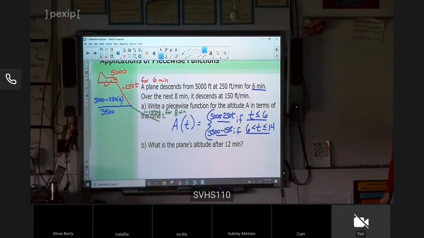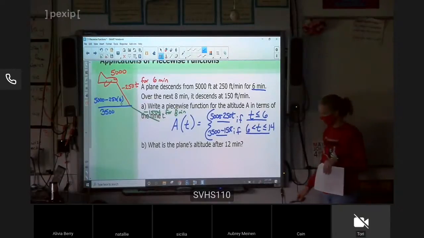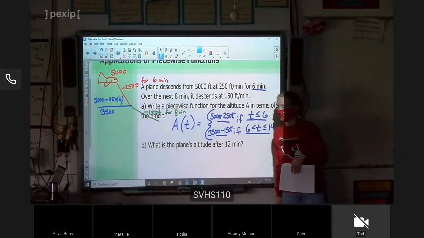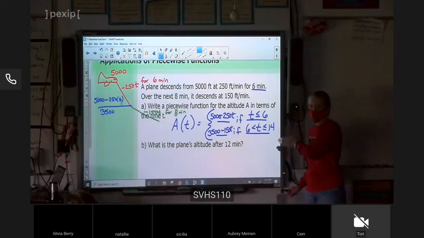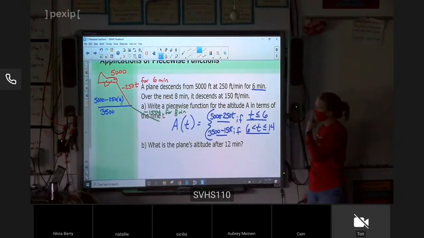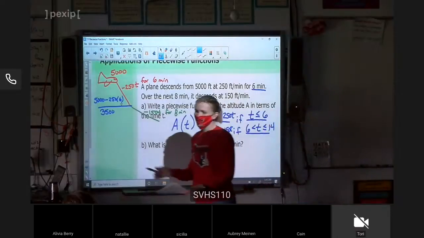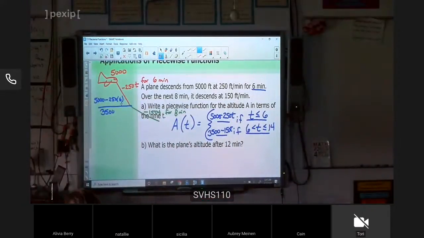So that one's kind of tricky in the way it's worded. We have to think about it. That's why we do graphs a lot, because that gives us an idea of how this is working. Are they going to be on the ground at 14 minutes? Maybe. What's 3,500 minus 150 times 14? They might still have some descent time. Hopefully they're not coming in to land at 150 feet a minute.